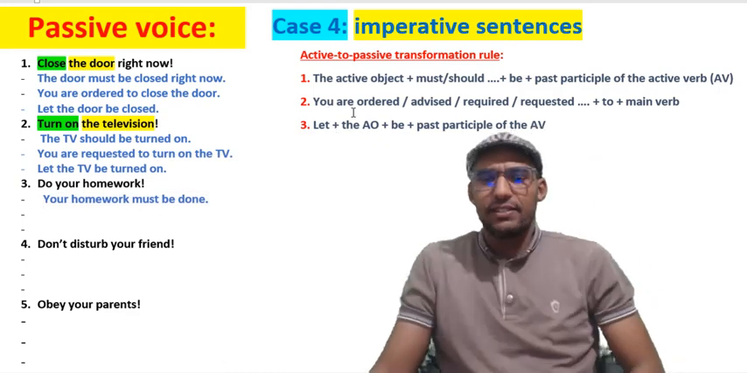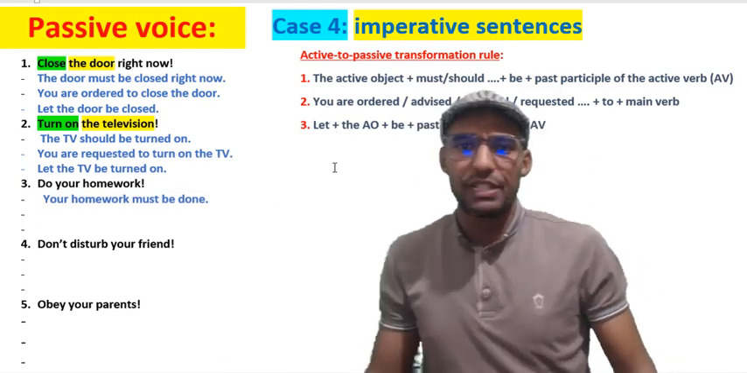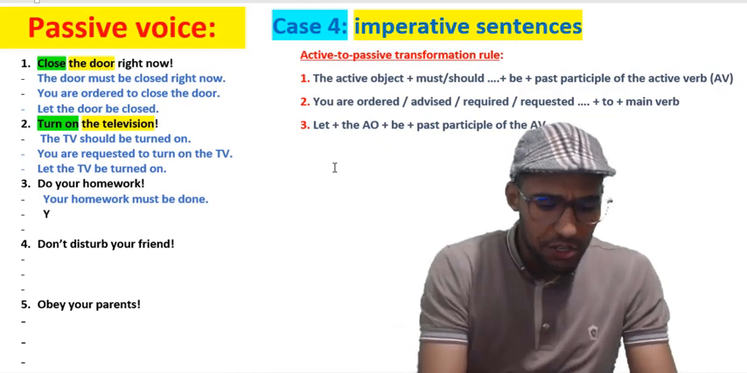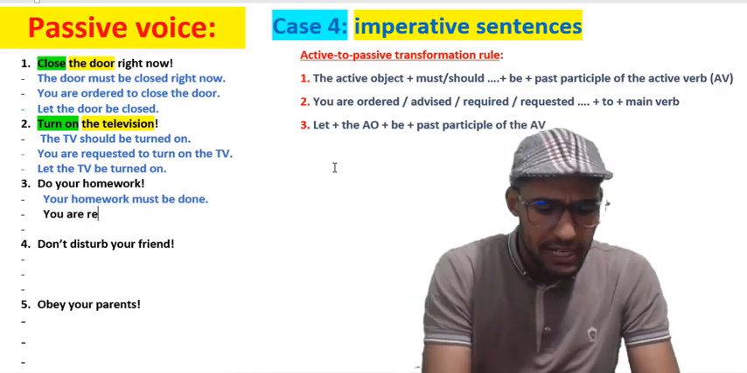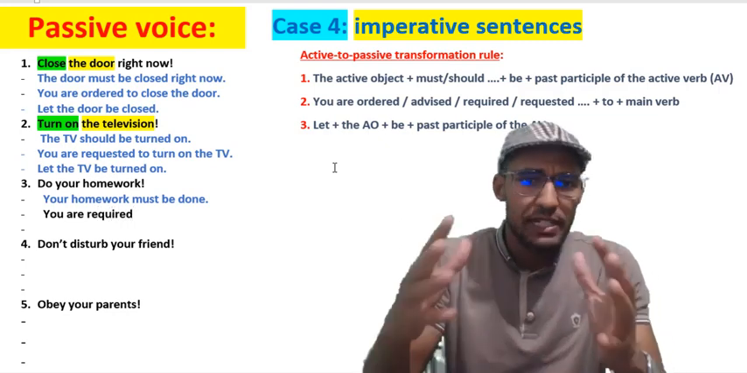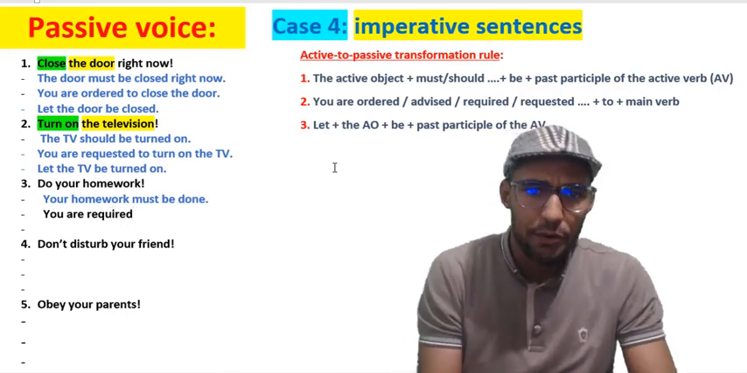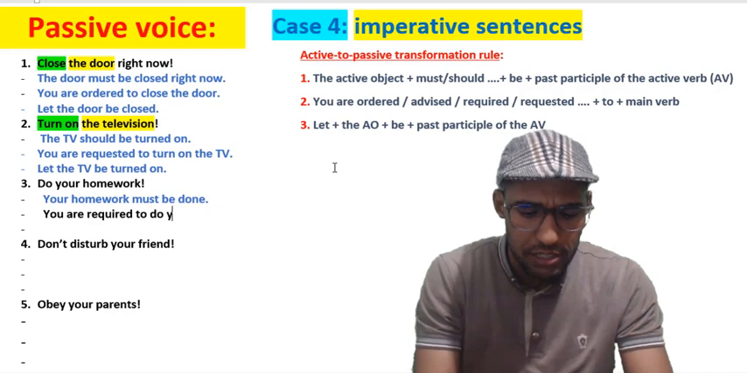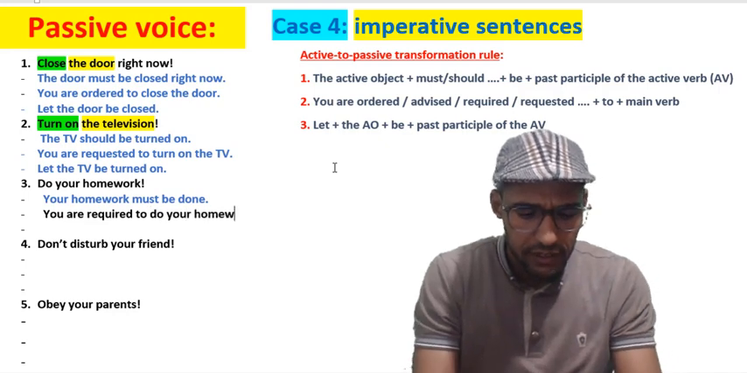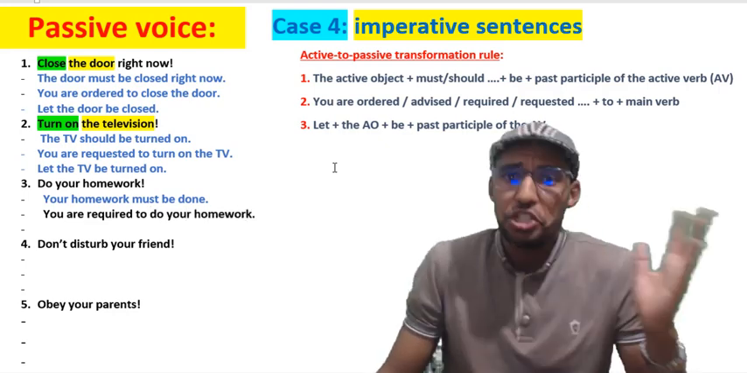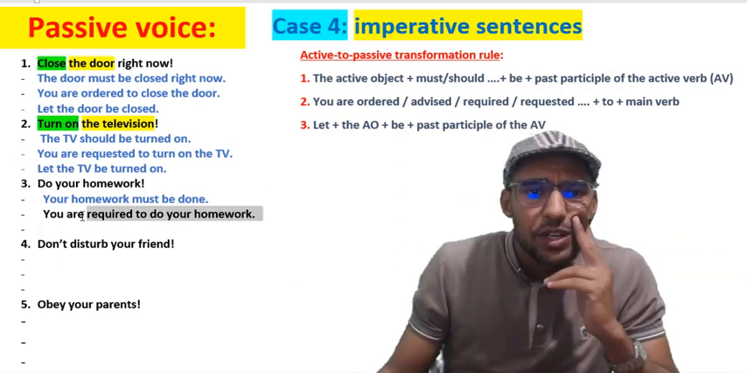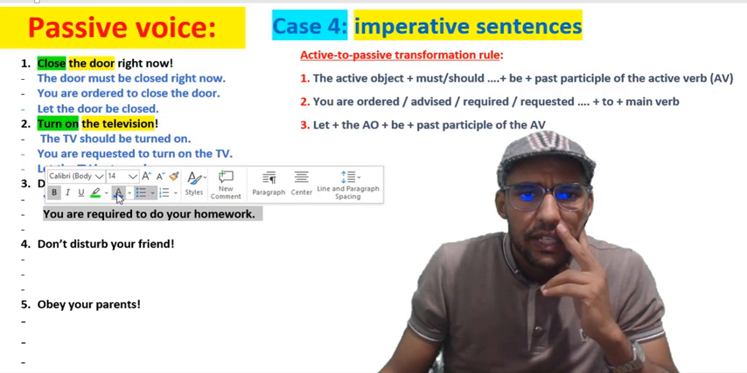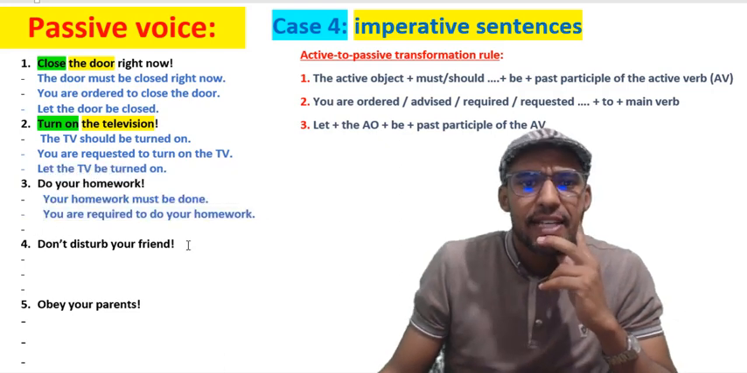Number 2, guys. Let's use here you are ordered, or you are required. Both are acceptable. Let's use required. مطلوب منك أن تفعل كذا وكذا, right? You are required to do your homework. You can say you are ordered to do your homework. It's okay. All of them are acceptable.